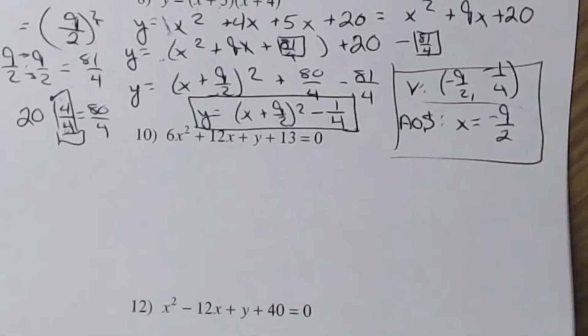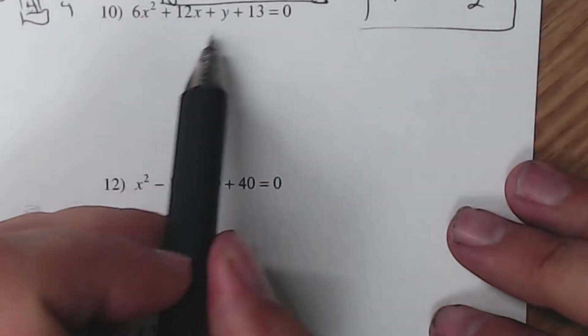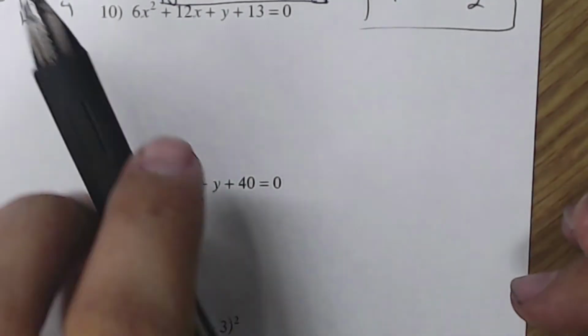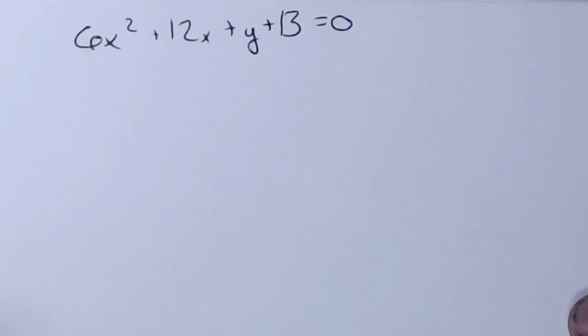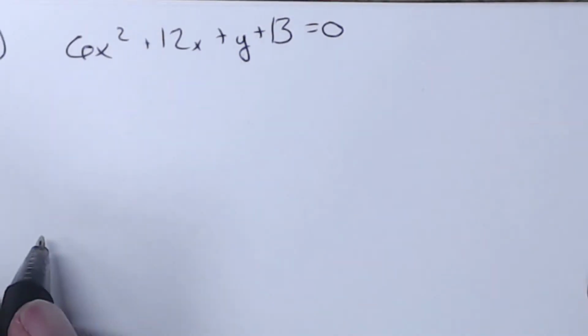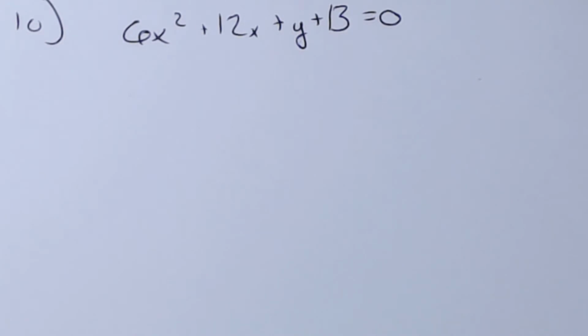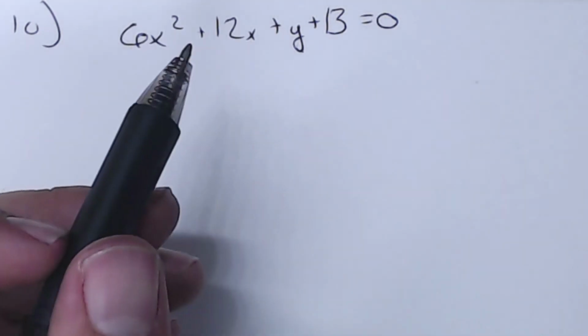Let's actually keep going down, because that one is looking good too. This one looks scary. It's not as bad. You know what? I'm going to go grab a sheet of paper. I'll be right back. All right, I'm back. So, this one looks scary. This is my number 10. But it's actually not that bad. Again, make this look like what you're familiar with. On all the other ones, the y was by itself. Let's get the y by itself, folks.